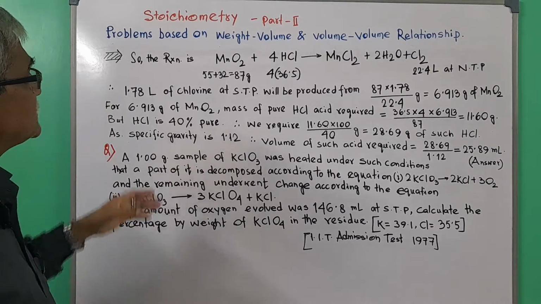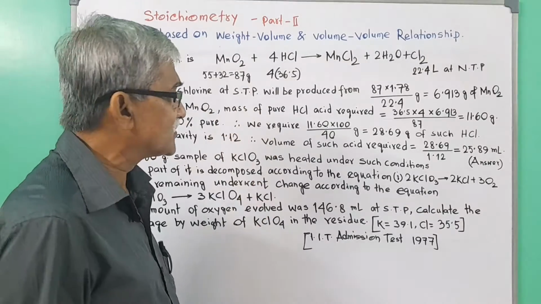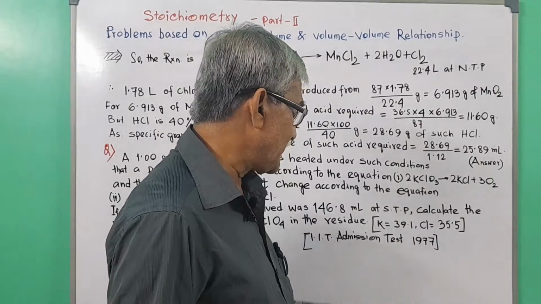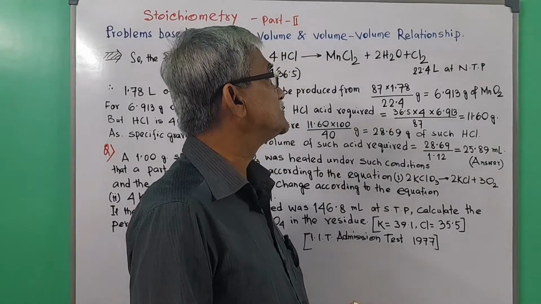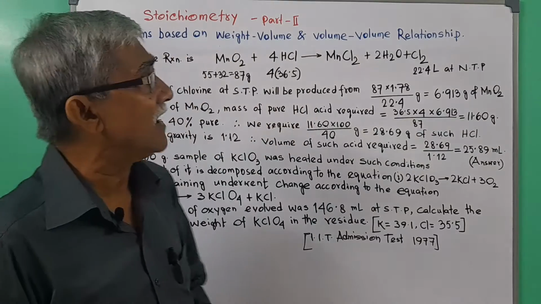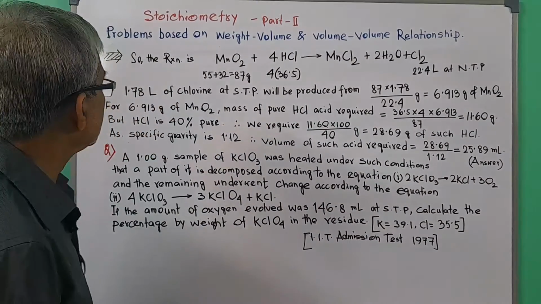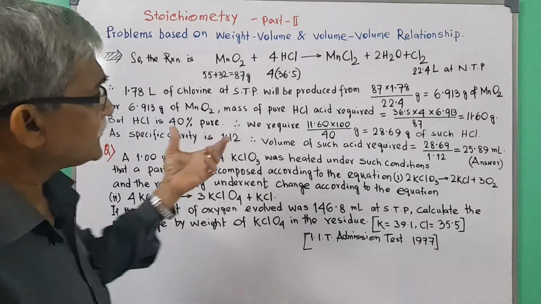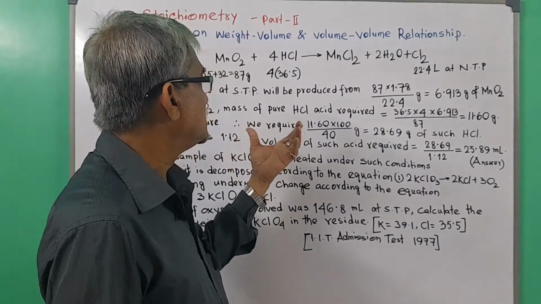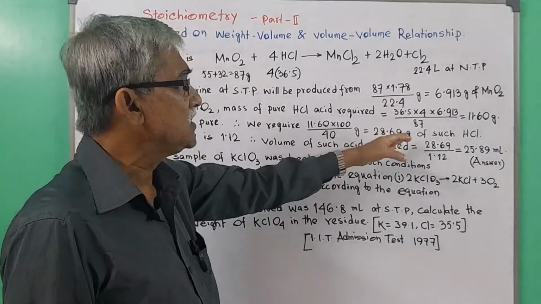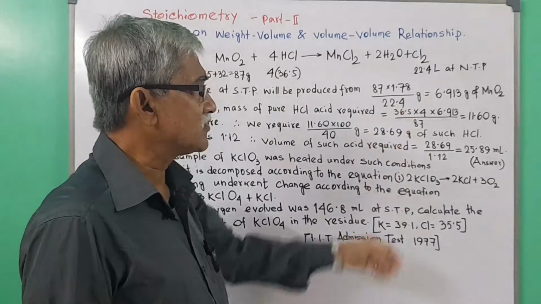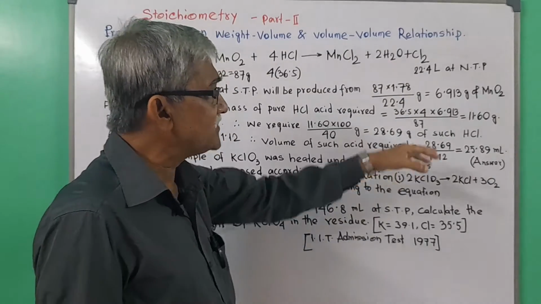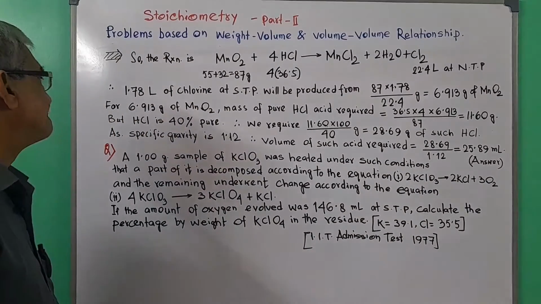Therefore, 1.78 liter of chlorine at STP, standard temperature and pressure, will be produced from 87 into 1.78 by 22.4 gram, that equals 6.913 gram of manganese dioxide MnO2. So for 6.913 gram of MnO2, the mass of pure HCl required will be, by simple calculation, 36.5 into 4 into 6.913 over 87, and that equals 11.60 gram.